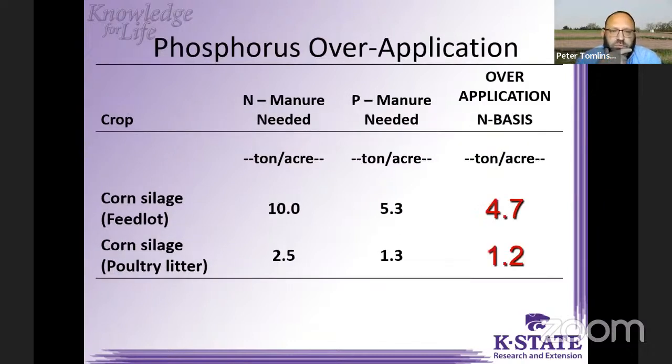So if we subtract the application rate for the P-based scenario from the nitrogen-based scenario, you can see that we're over applying just about 5 tons to the acre in the feedlot manure scenario versus 1.2 tons in the poultry litter scenario. And so, this goes back to thinking about those 4 R's, right source, right rate. That over application from a nitrogen based scenario, that's money being lost to you, or value that's not being captured.